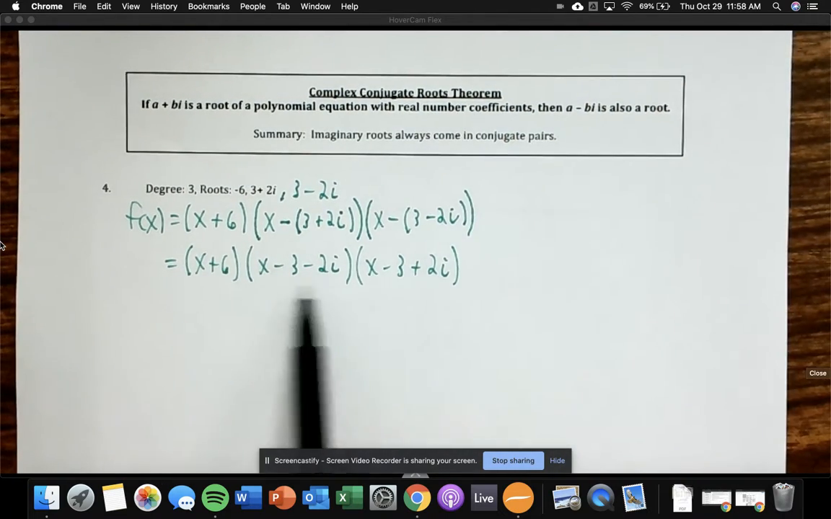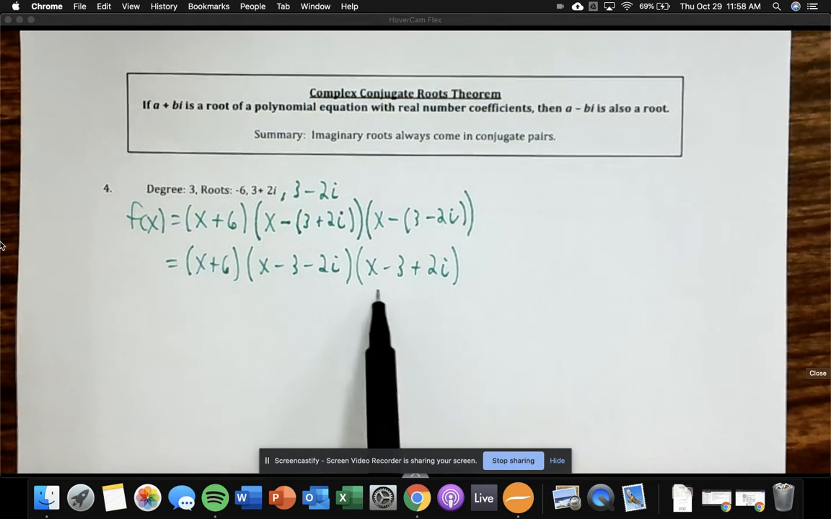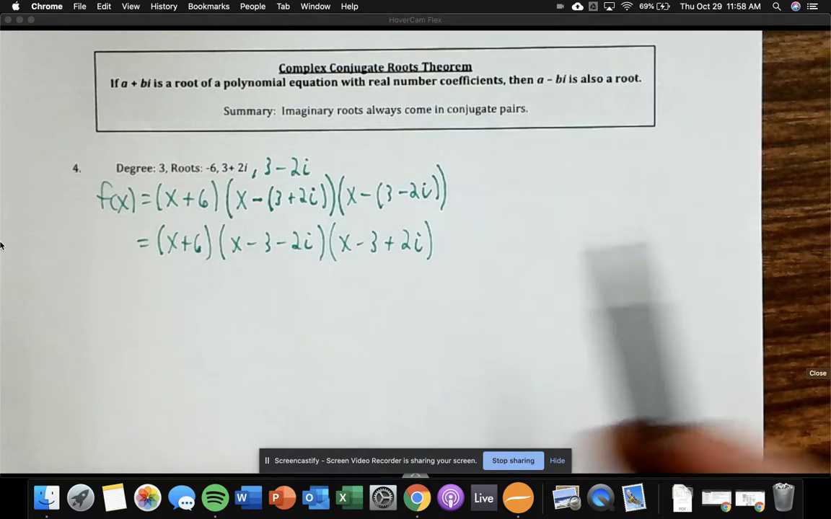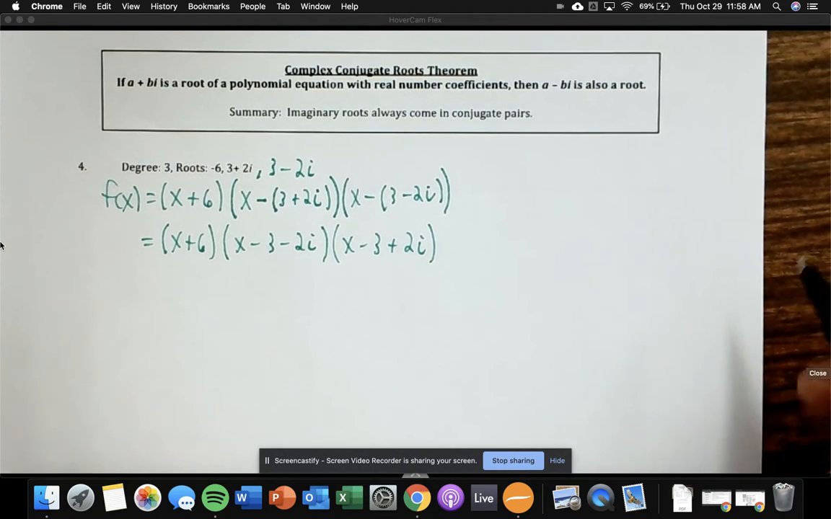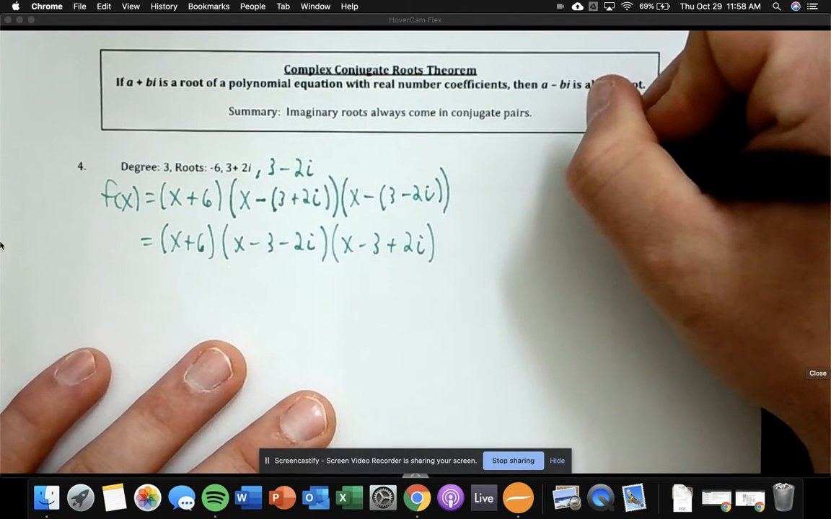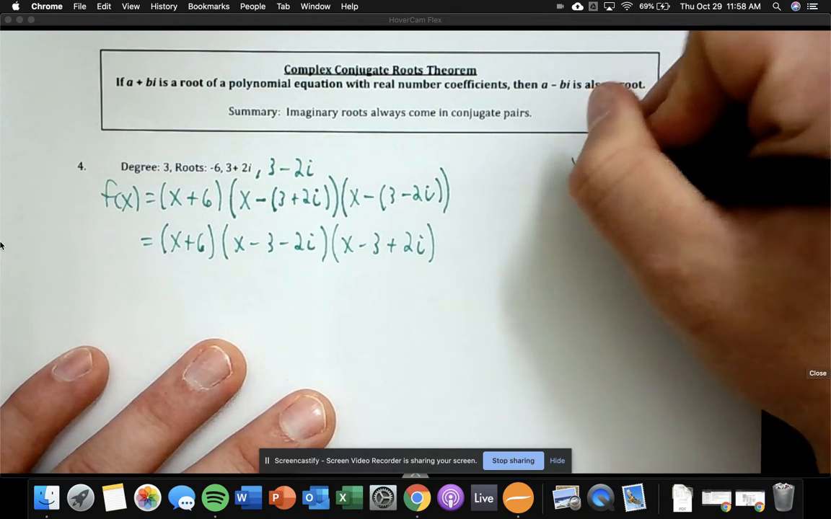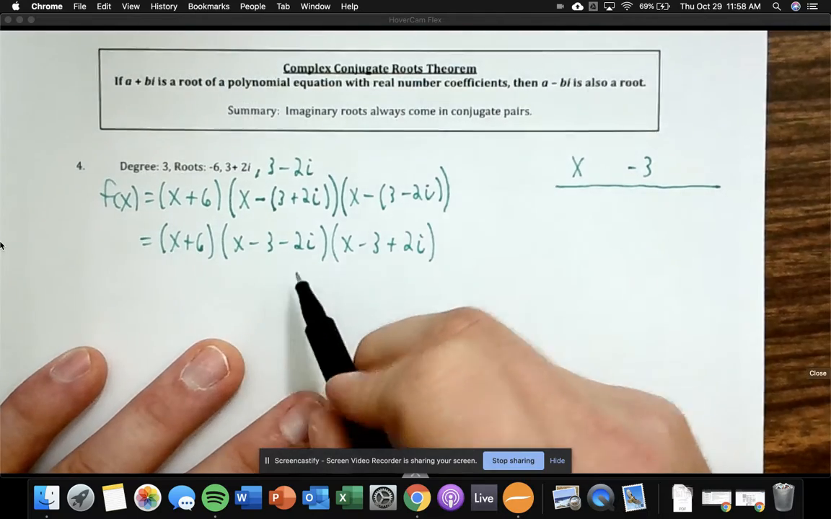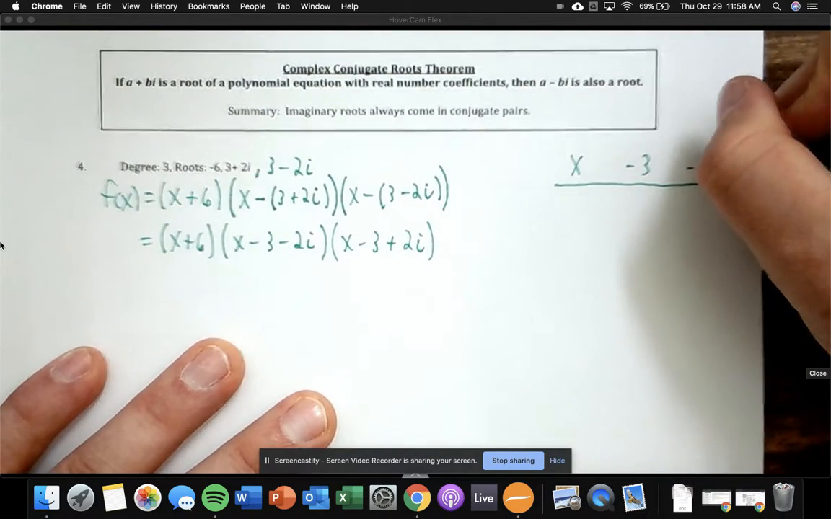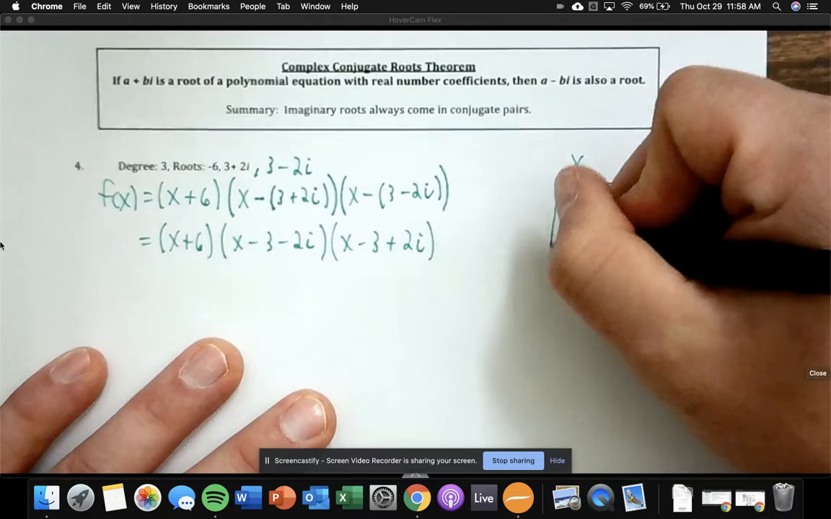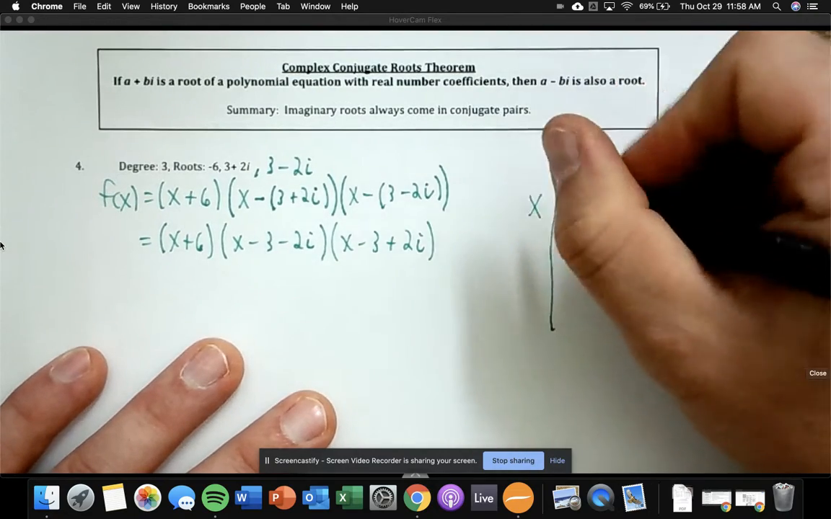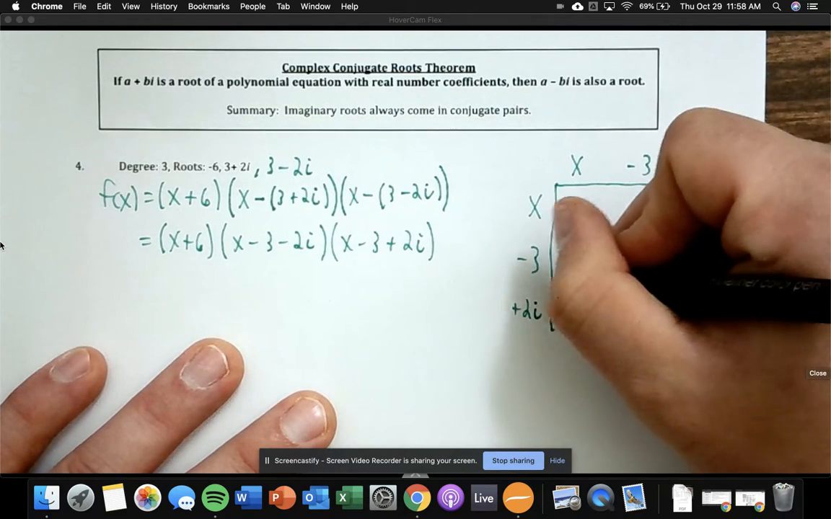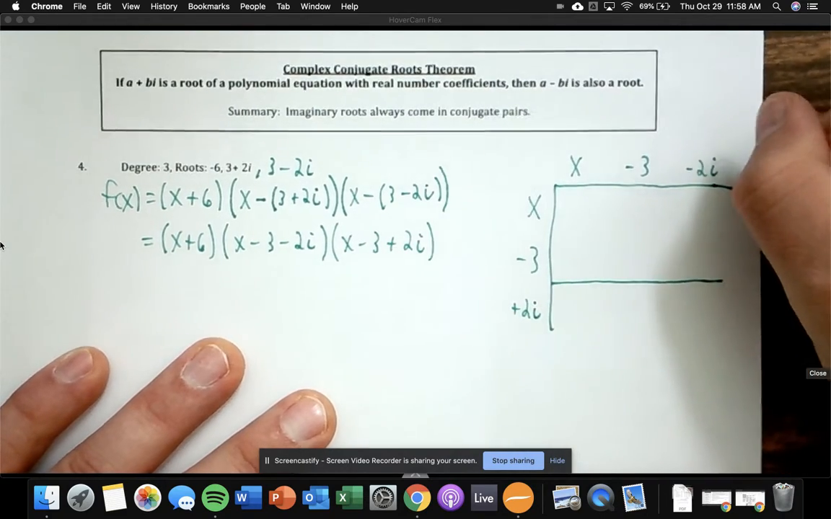Okay, so we have to FOIL this out, combining this all together. And one great way of doing that, if we wanted to multiply these two factors together, is to use our box method. So we would write out the terms. We can say x is going to be on top. We're also going to have negative 3. So we're going to do this one on top. And then minus 2i. On the sides, we're going to have x, we're going to have negative 3, and we're going to have positive 2i. And then we can just finish up our box here.